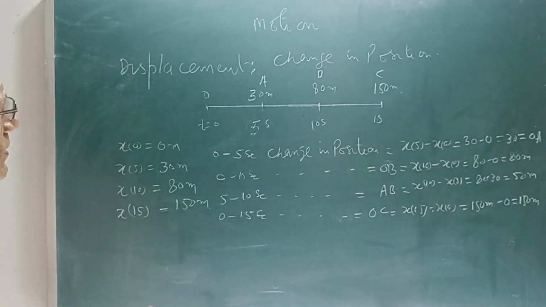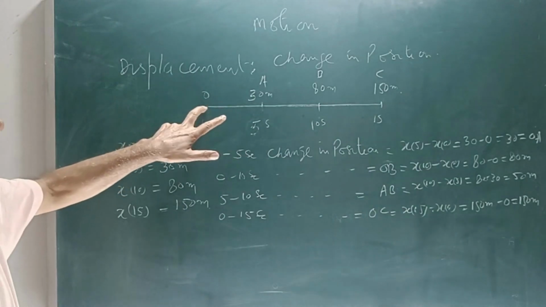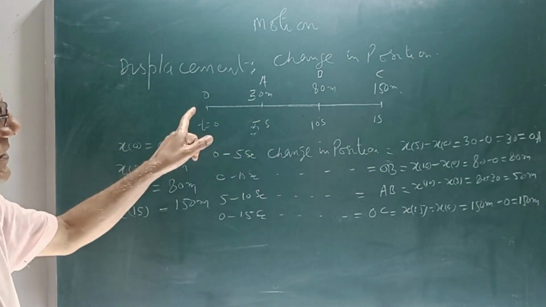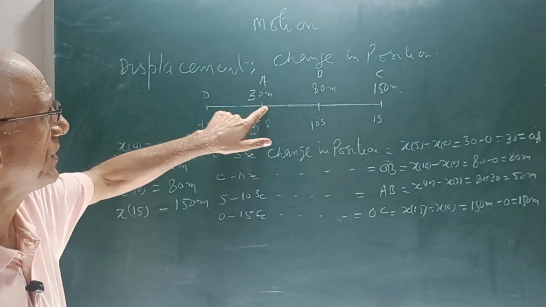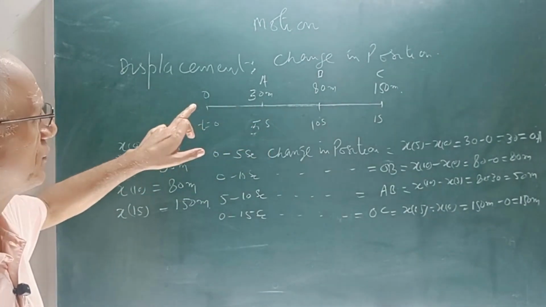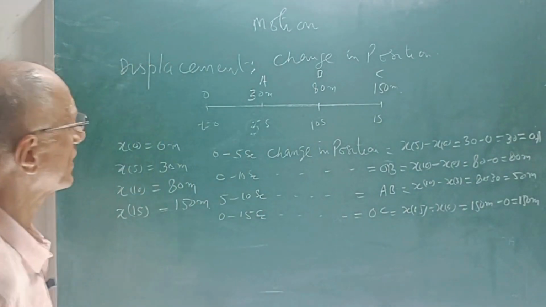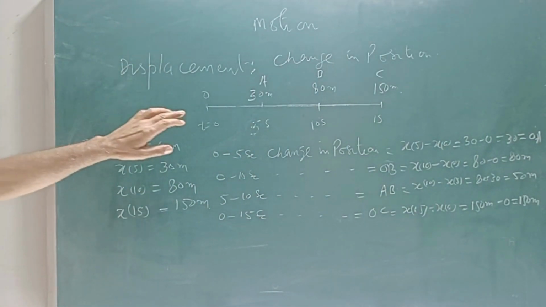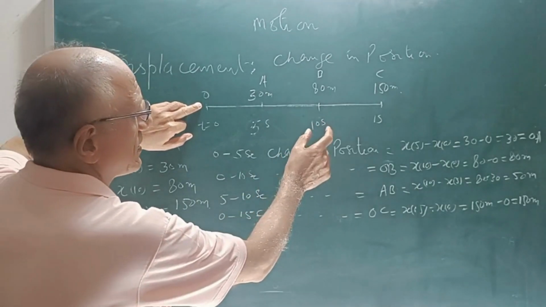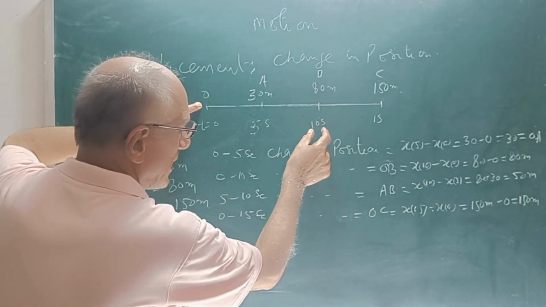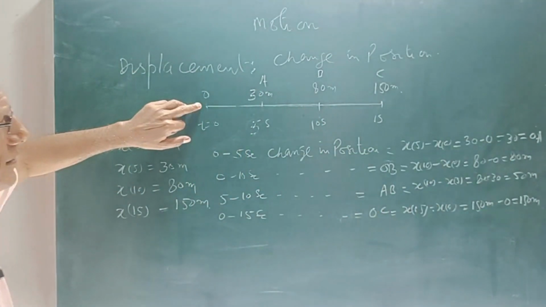Now if we try to find the displacement during the first 5 seconds, the change in position is this minus this. This is OA, the distance between these two positions: position at 5 seconds minus position at 0 seconds, that is 30 meters. What is the displacement during the first 10 seconds? This is the change in position in 10 seconds, position at 10 seconds minus position at 0 seconds, that is OB, and that is 80 meters.